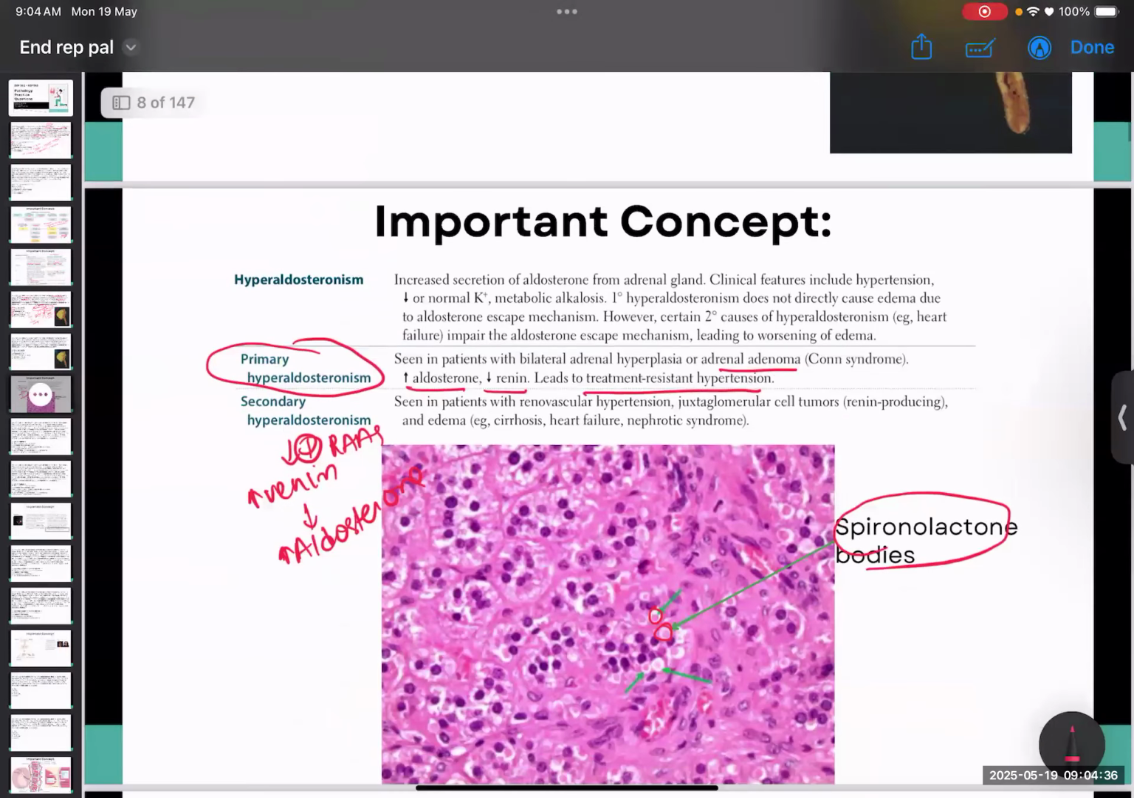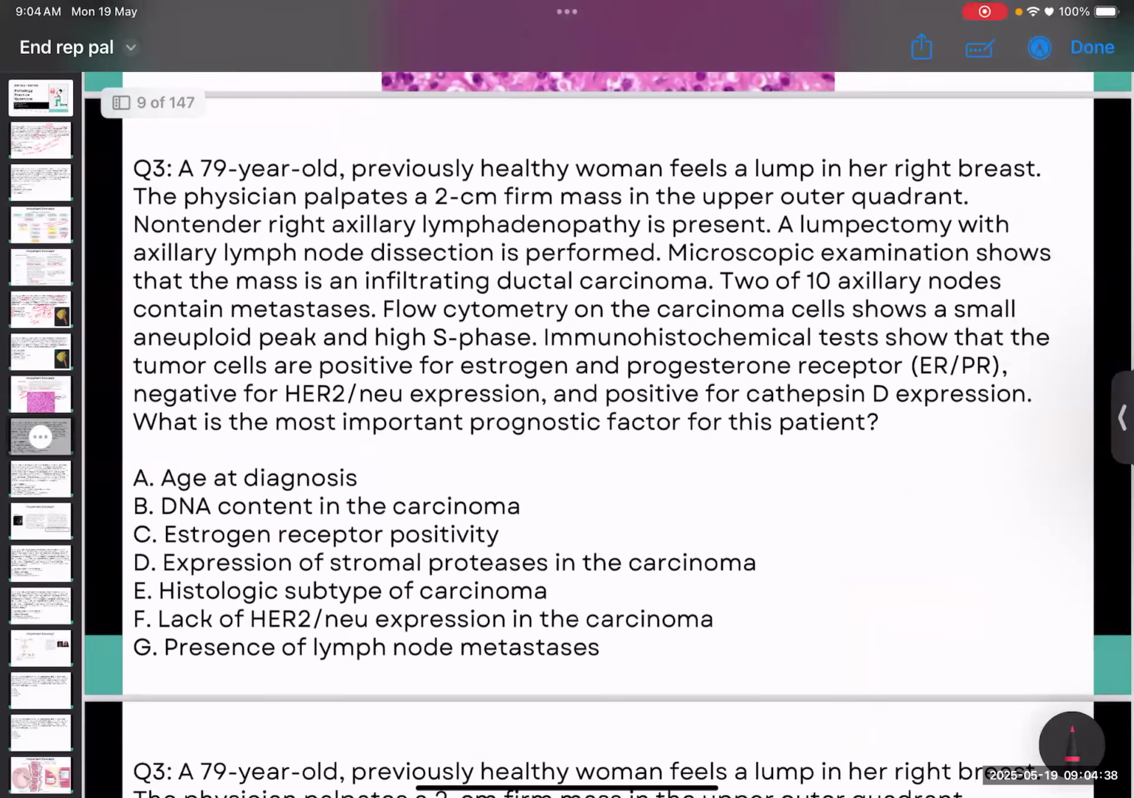Yeah, that's about it. Moving on to question number 3. Here we have a 79-year-old previously healthy woman. She feels a lump in her right breast. The physician palpates a 2 centimeter firm mass in the right upper quadrant, non-tender right axillary lymphadenopathy. A lumpectomy with ALND is performed.